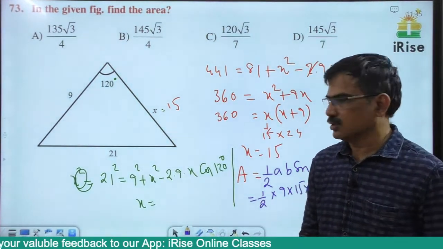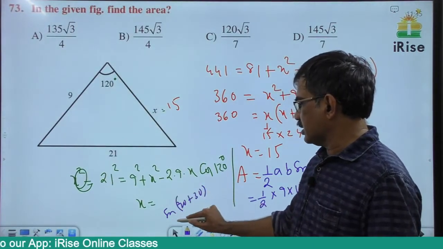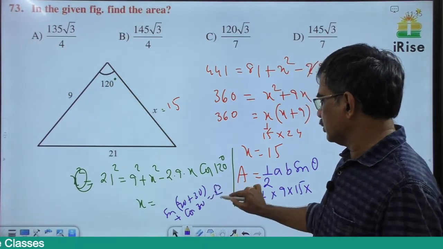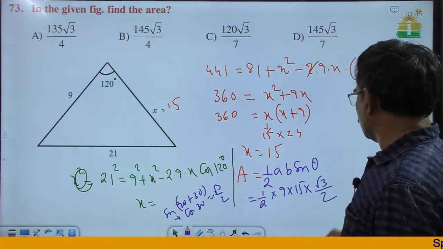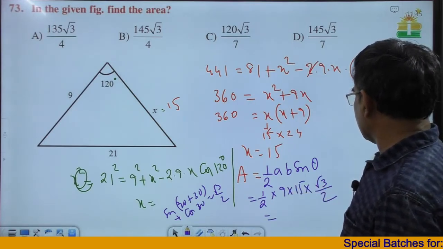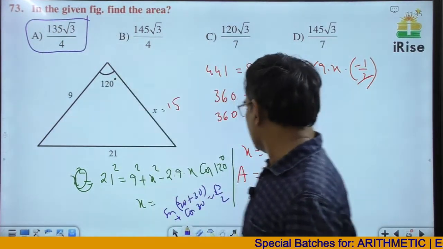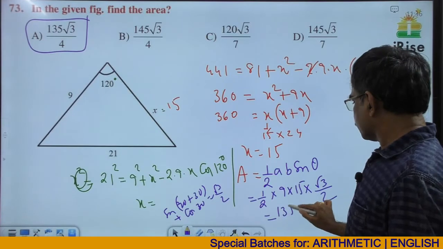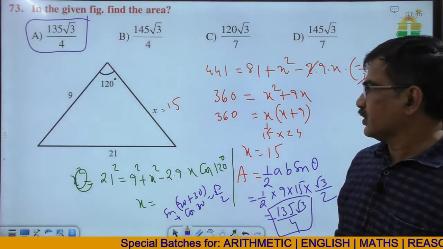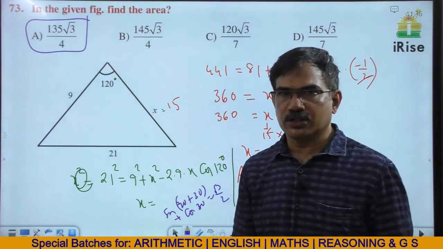Sin 90 plus 30, which is equal to, in the second quadrant sin is positive, so 90 we get cos 30. Cos 30 is root 3 by 2. So what is the answer? Half into 9 into 15 into root 3 by 2 gives 135 root 3 by 4. 135 root 3 by 4 is the answer. So first find the x value, after finding the x value find the area. Okay, next question.